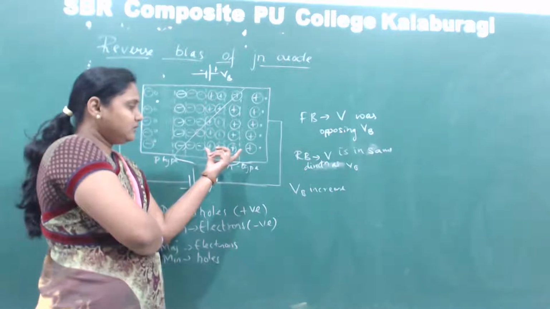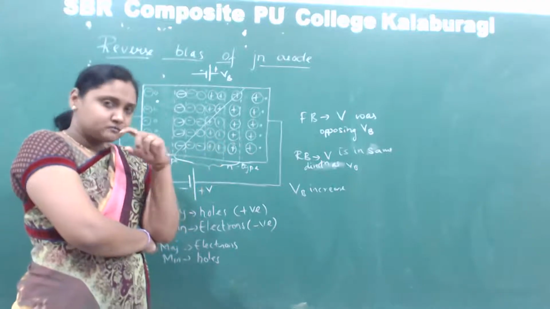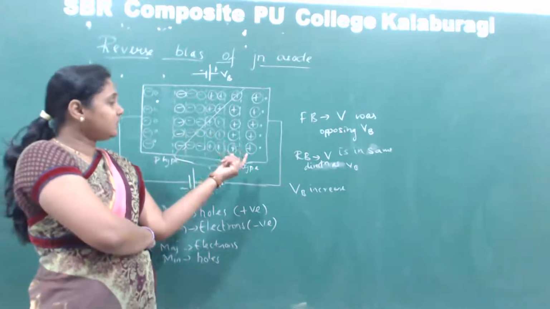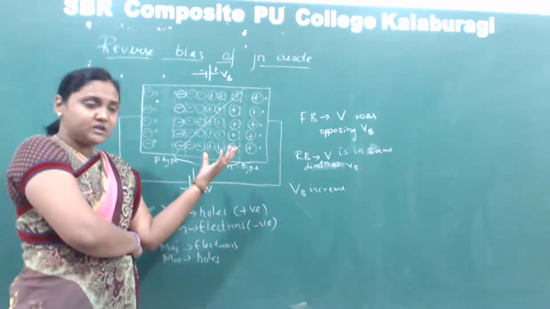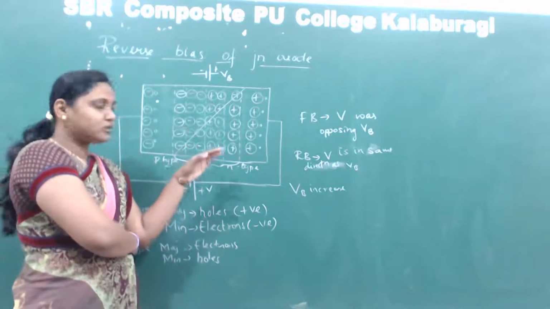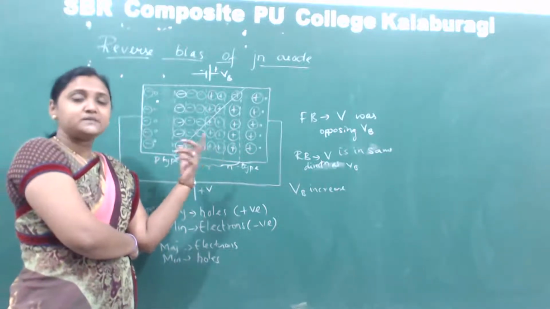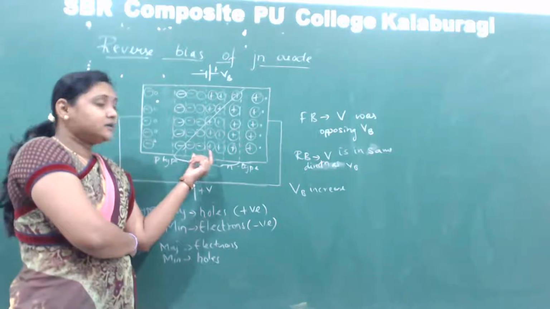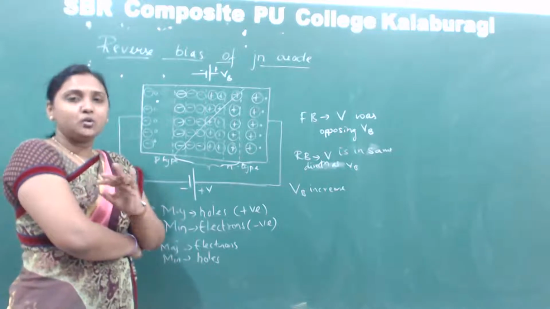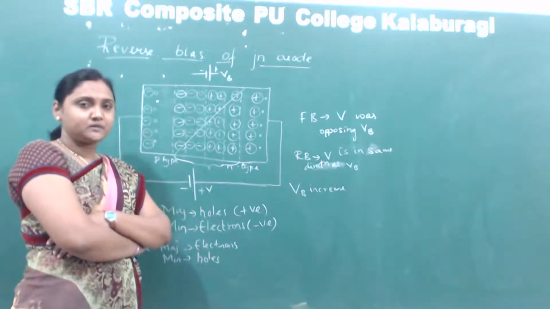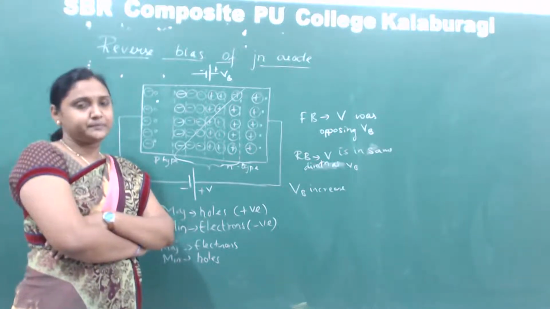Very simple: the width is increasing, which means the wall has become stronger. The wall which was restricting the holes or electrons from crossing the junction has become much stronger. So it is definitely not going to allow any electrons or holes to cross the junction and result in conduction. The barrier has become stronger, the VB has increased, and it is not going to allow any electrons or holes to cross, and hence there is no conduction under reverse bias condition.